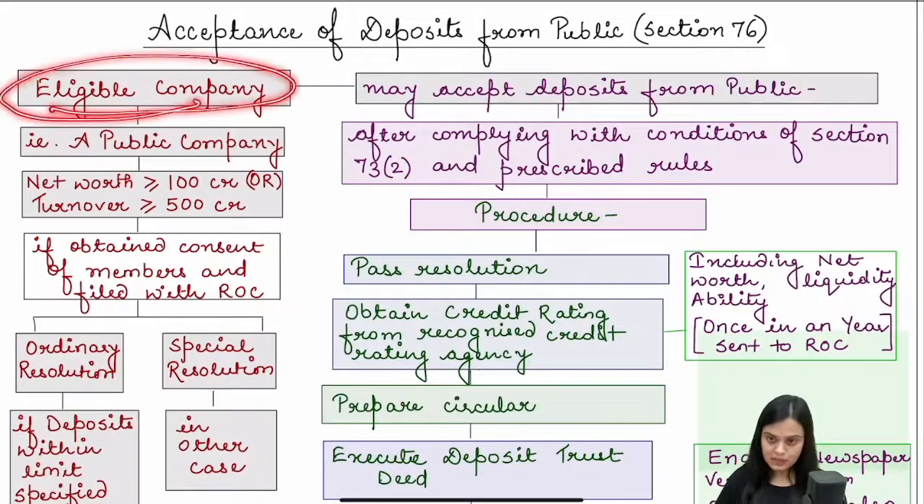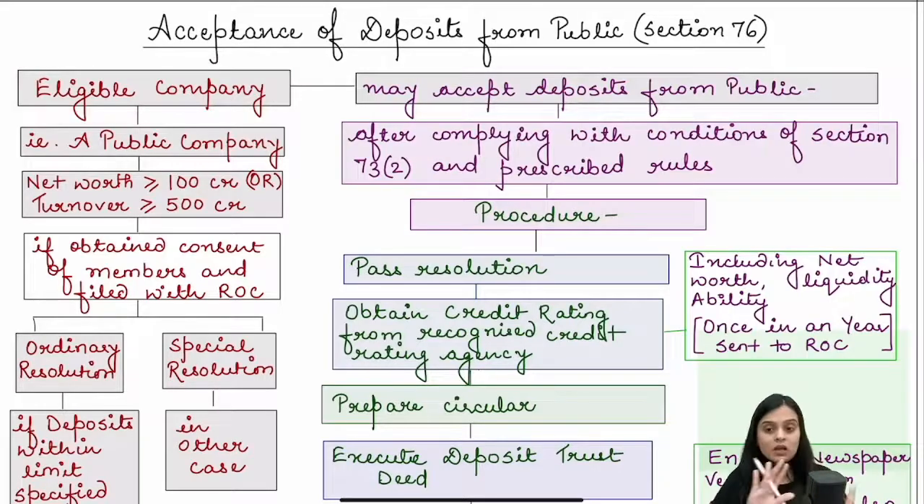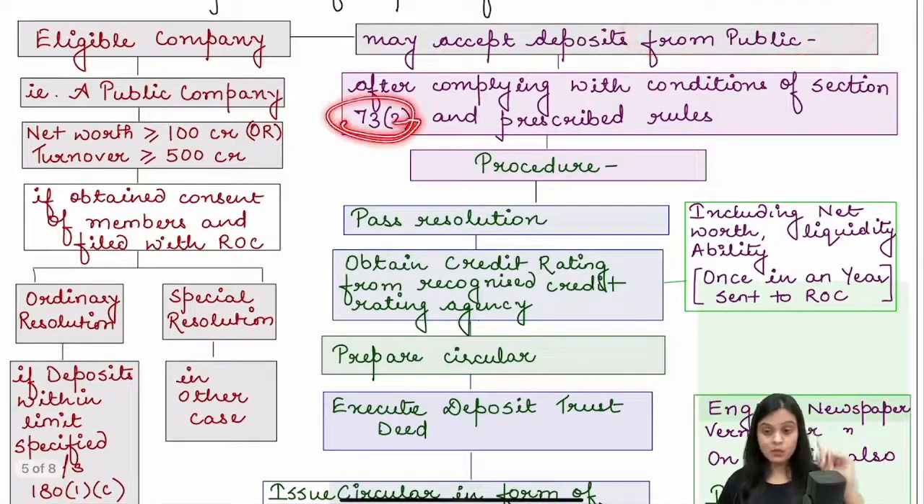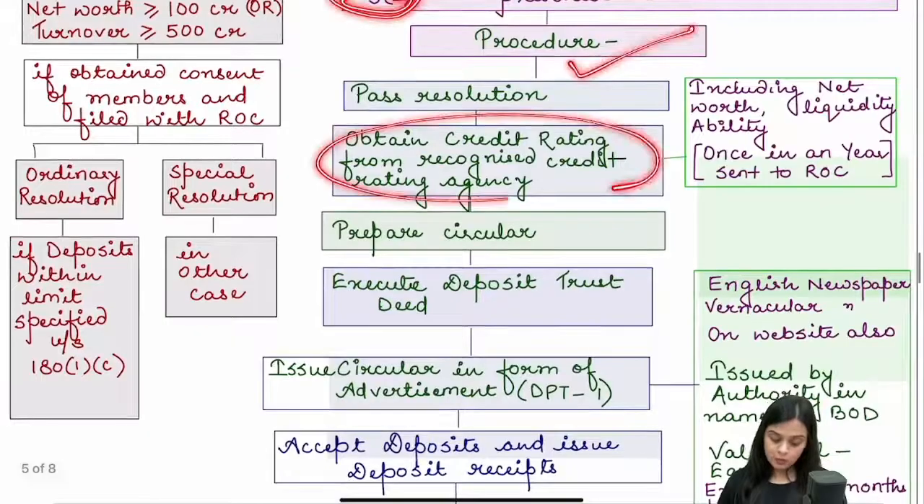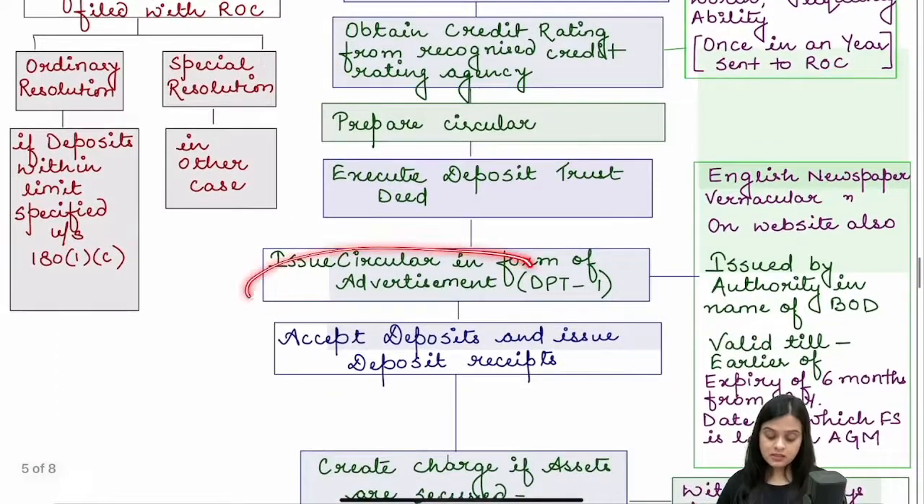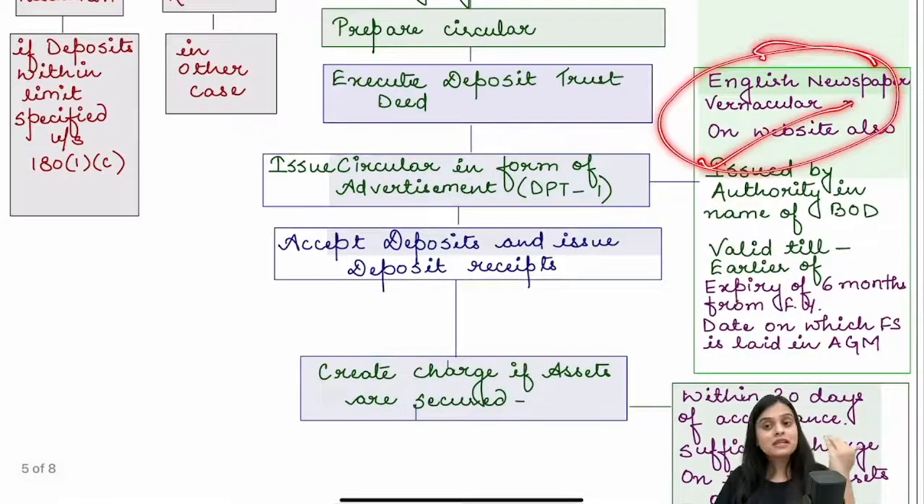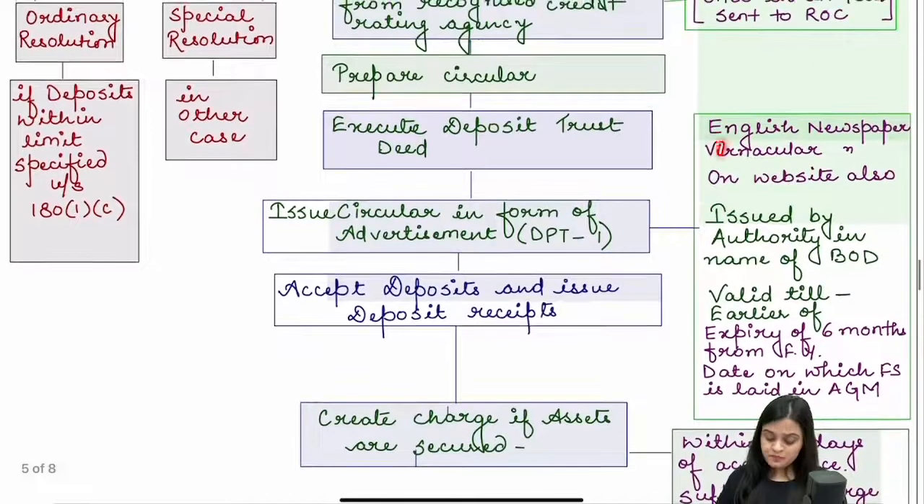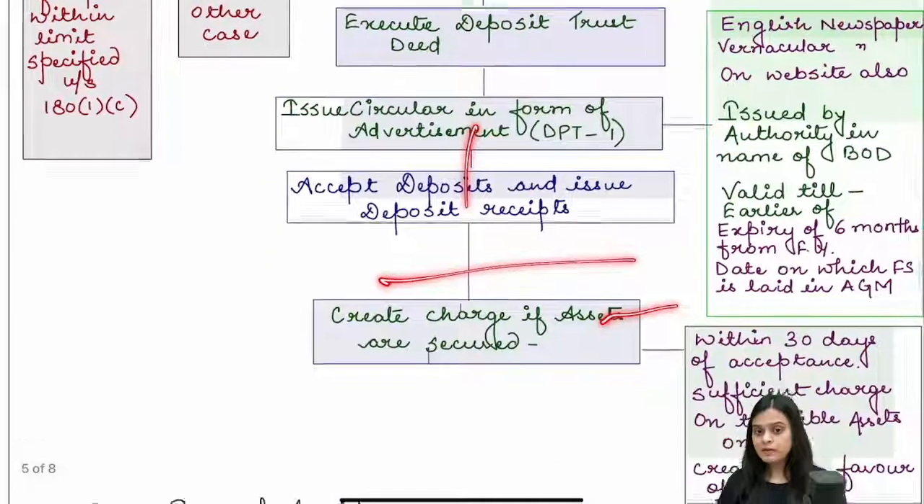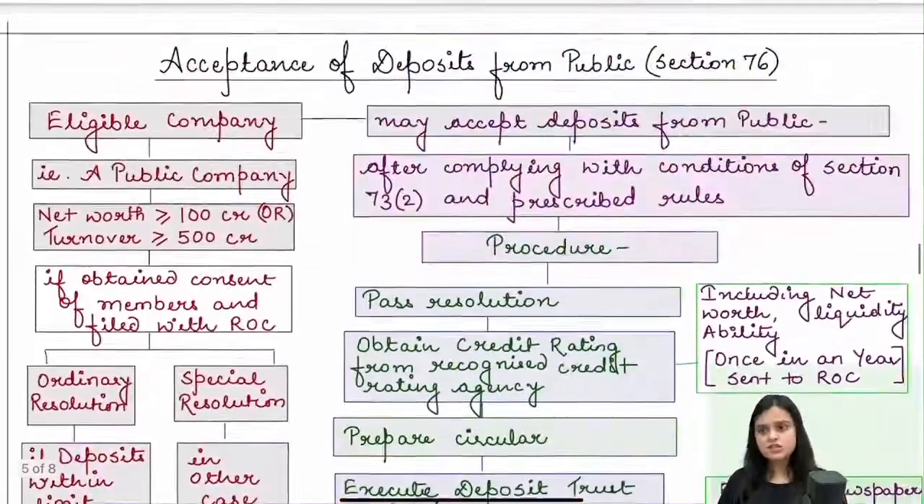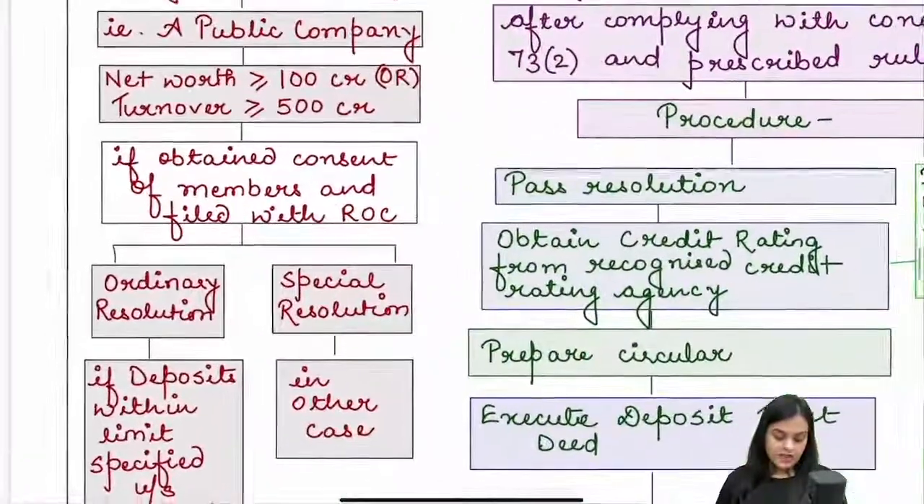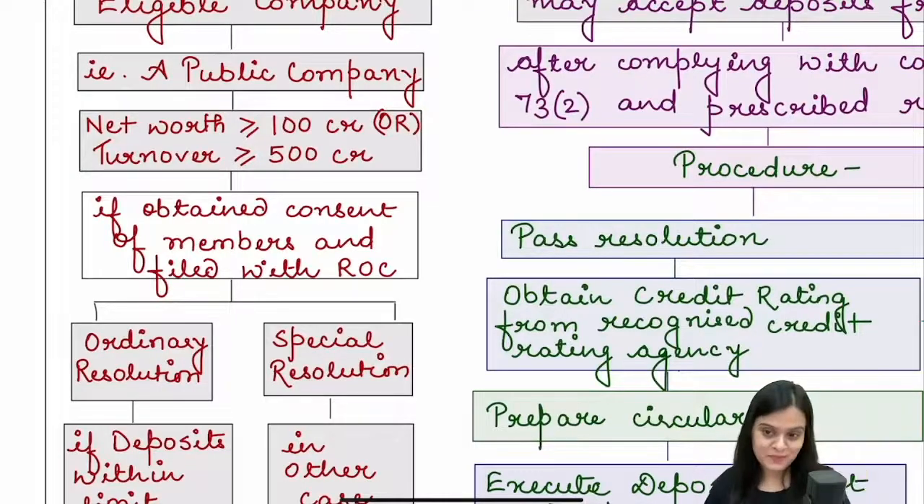So only if you are an eligible company. All public companies are not allowed to receive deposits from general public. Only eligible public companies are. So they can accept deposits from public after complying with above conditions. So resolution, additionally credit rating mandatory, and the circular will not be given to members, because here you are giving offer to general public, so it will be issued in the form of an advertisement. So advertisement will be published in newspaper, on website, right? It also has validity, and thereafter the deposits will be accepted, charge will be created, deposit receipt will be issued, everything is the same. Then question is, who is an eligible company?